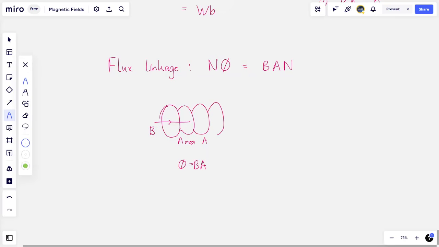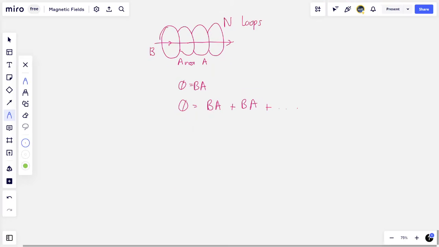If I have multiple loops of coil, then each of these has an area A. And so the magnetic flux phi is BA plus BA plus, well, it's the sum of BA for the number of coils that I have. If I have n loops of coil in the solenoid, then phi is simply BAN. N is to tell me the number of loops I have in the coil, simply.